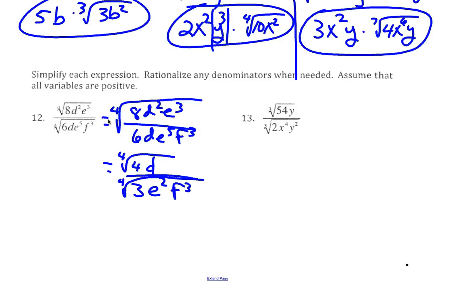Next, I can't have a root in the denominator, so I'm going to multiply top and bottom by the fourth root of whatever takes care of the bottom. Now, what do I mean by that? The bottom has a 3, and what I would like to have is 4 of those. So I have 1, that means I need 3 more. I have 2 e's, that means I need 2 more. Plus 2 is 4. And I have 3 f's, so I need 1 more. 1 plus 3 is 4.